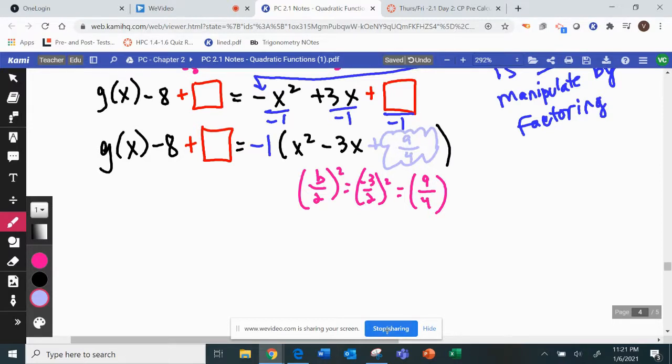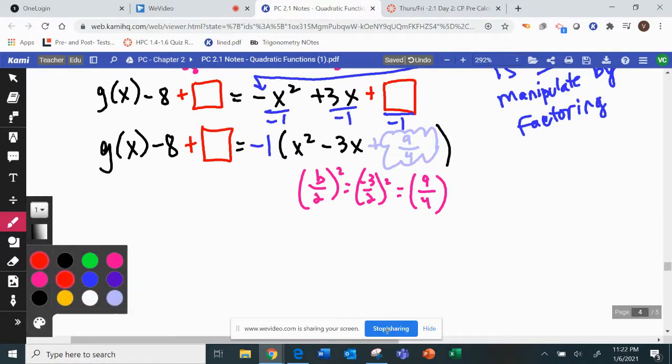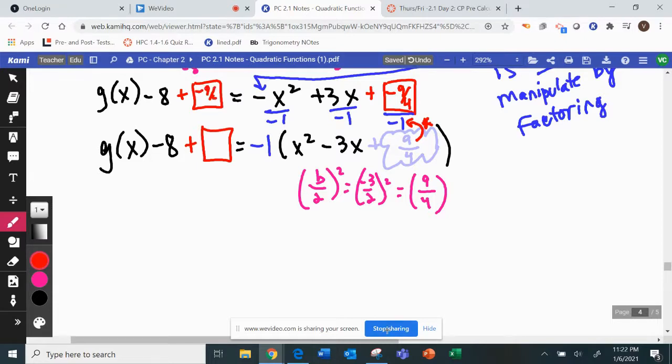To go in the square, we have to multiply back the negative 1. So what's going to go in the square is 9/4 times negative 1. So negative 9/4. So that means on the other side, negative 9/4.